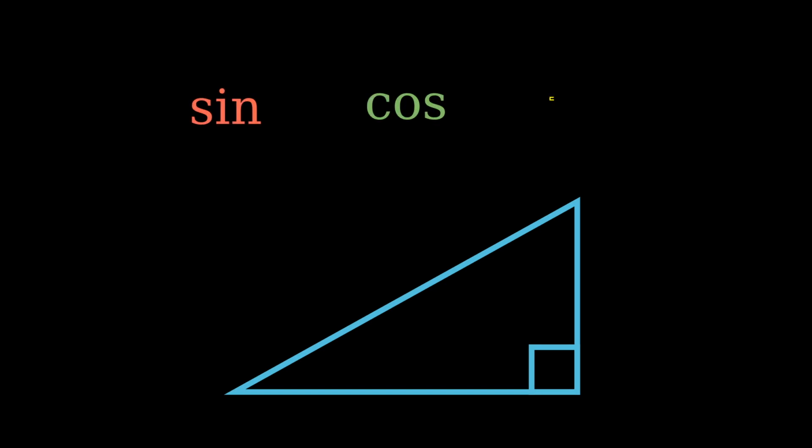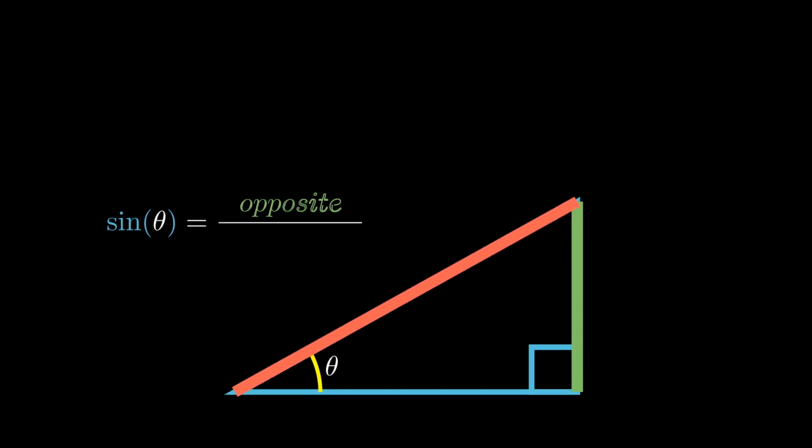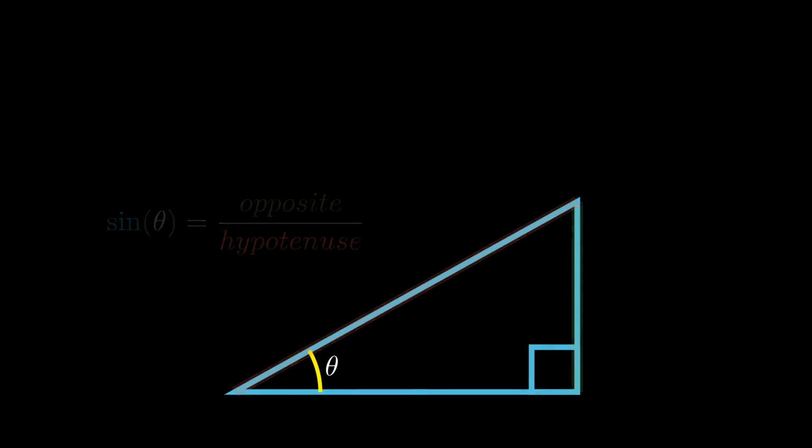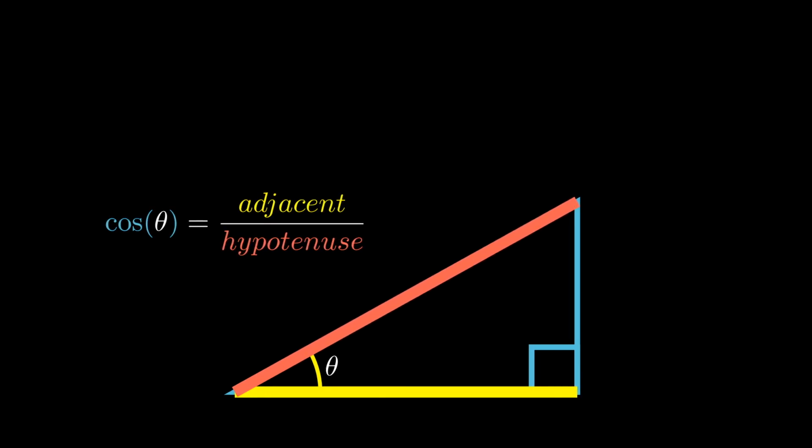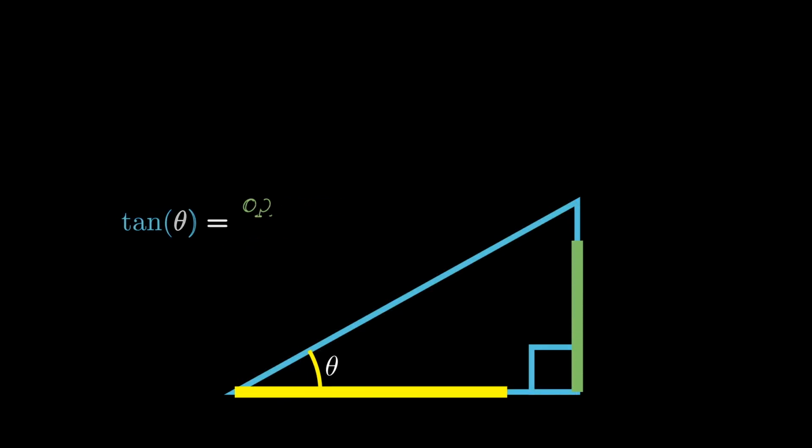When trigonometry is first introduced, it is based on the right triangle. Essentially, we have three core ratios that we name sine, cosine, and tangent. So, the sine of a given angle theta is defined to be the length of the opposite side over the length of the hypotenuse. The cosine of theta is the length of the adjacent side over the length of the hypotenuse. And the tangent of theta is the length of the opposite side over the length of the adjacent side.